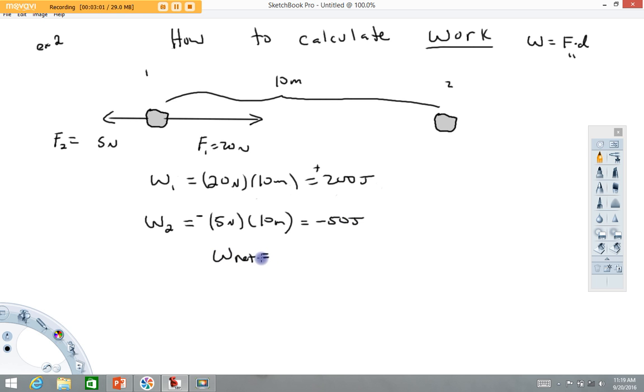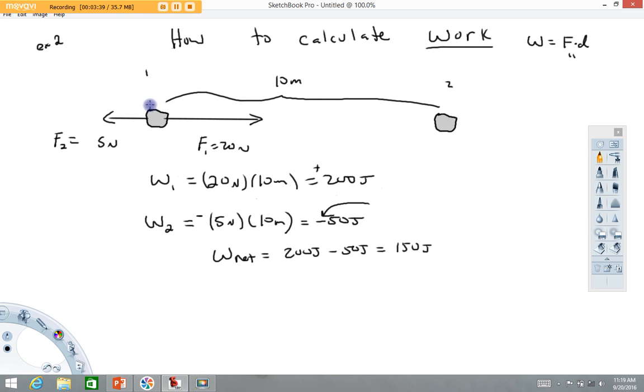Now, work is just a scalar quantity. It doesn't have a direction associated with it. It can be positive or negative depending on the force direction and the velocity direction, but it doesn't have a direction like a vector. It's not like when we add these, this term is positive, this one's negative, so we end up with 200 joules minus 50 joules, which is 150 joules. And again, this one is negative, not because this force points to the left, but because the displacement, the change in position, is to the right, and the force is in the opposite direction.